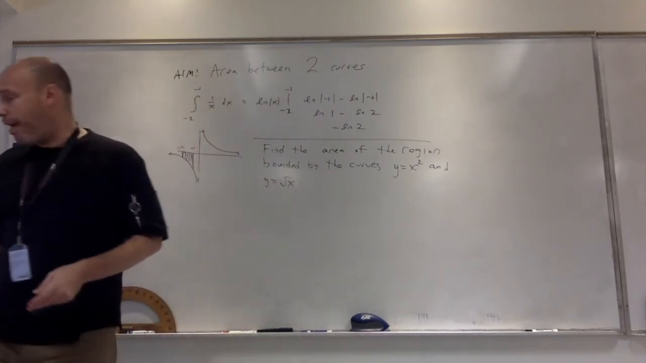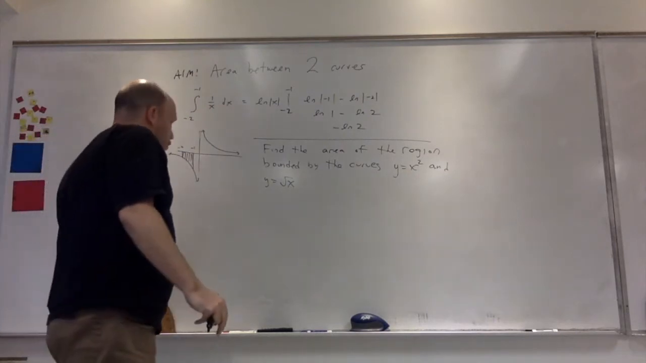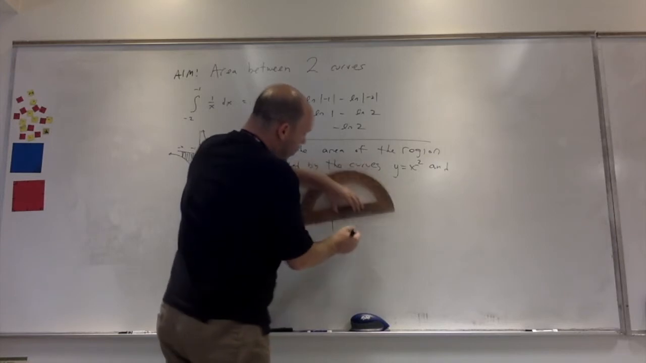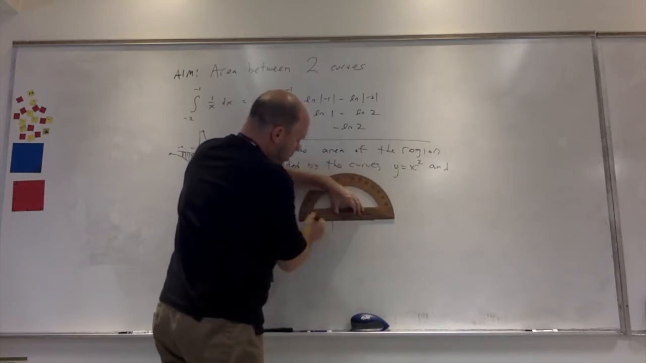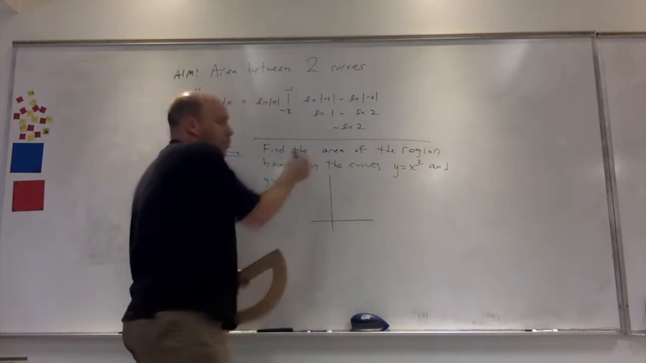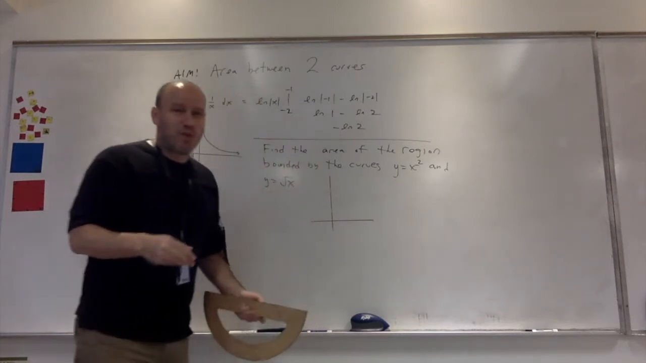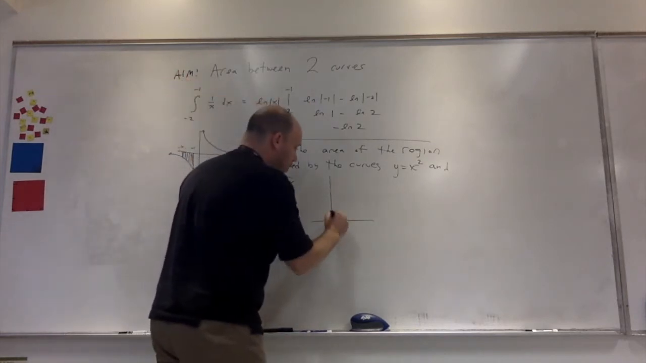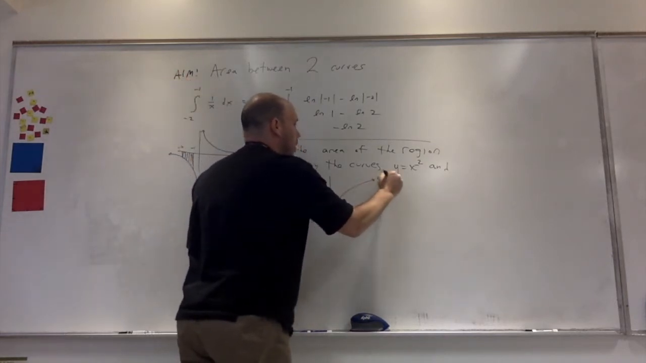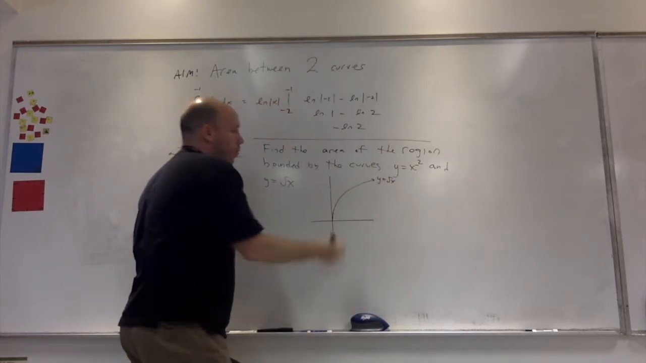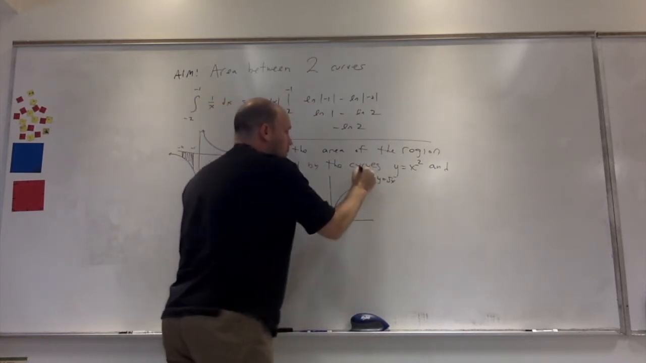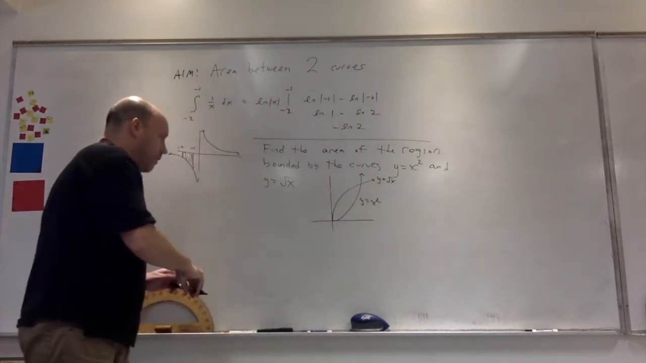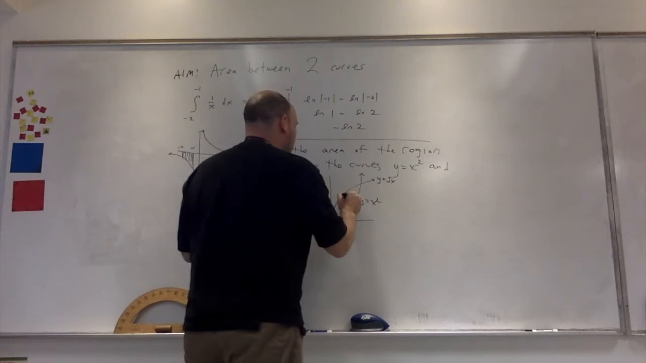At this point, you're pretty good. You know how to make a sketch, or you can use your graphing calculator, but we're going to make a sketch. Because we're back to the real numbers, we know radical x is greater than or equal to 0, so the curve looks something like this. And x squared is a parabola, so it looks like this. What we're interested in is finding this region, let's call it A.